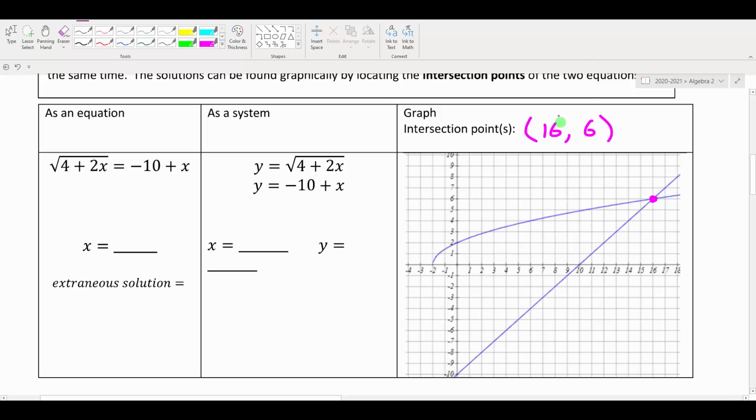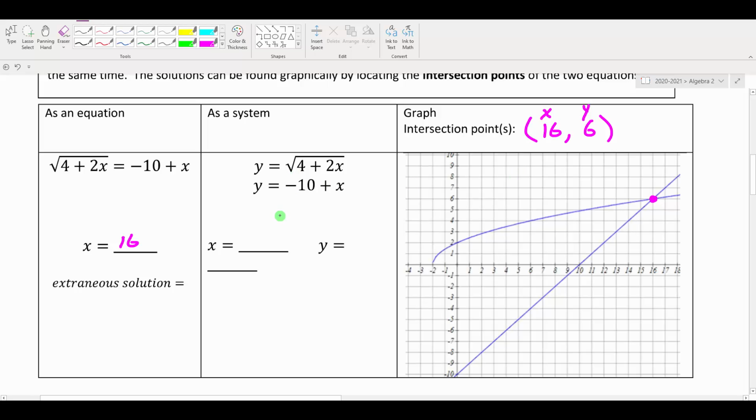All right, and then you just want to remember, this is an x-coordinate and this is a y-coordinate. If I go to my equation, we're trying to find out when these are equal to each other. What value of x makes these two things equal? Well, 16 would, because at the intersection point, x is 16. So there's my solution, x equals 16. I found that by looking at the intersection point.